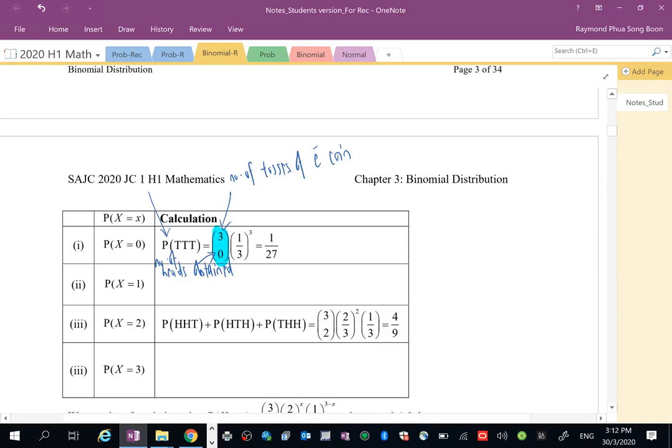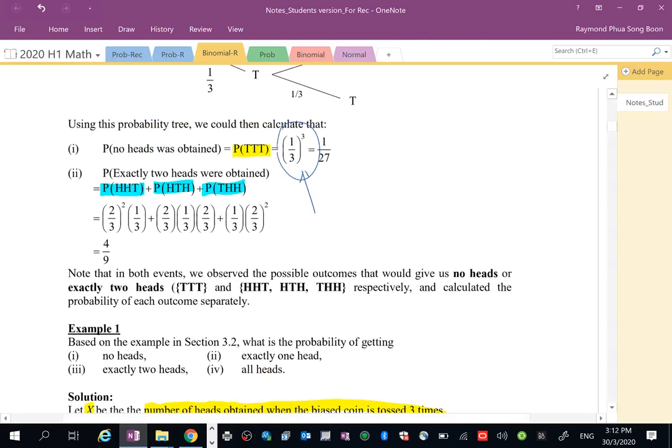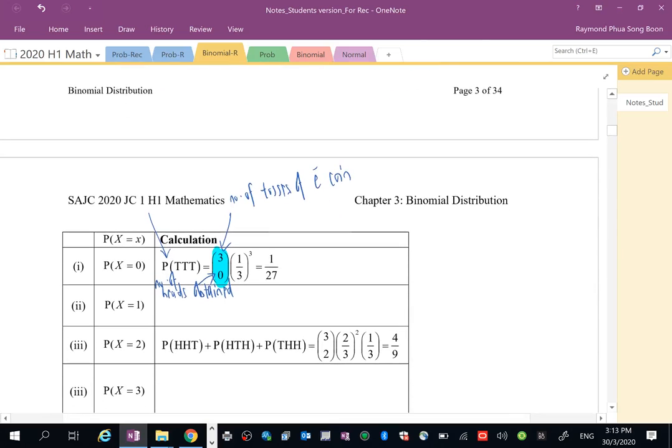This also means 3 choose 0. That means from 3 tosses of the coin, I want to choose or obtain 0 heads. Then this 1/3 to the power of 3 is just the same as this part here, obtained from the tree diagram. So you can use your GC. This part, 3 choose 0, is the same as this part.